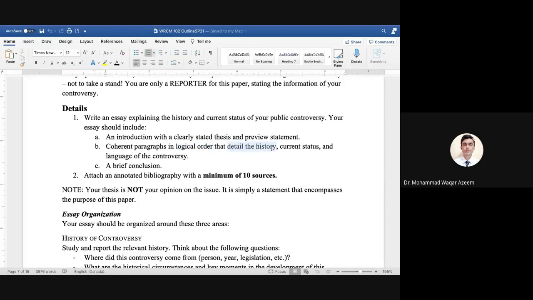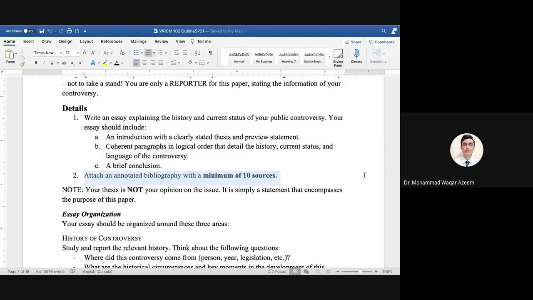Now, through coherent paragraphs arranged in a logical order, you are going to write the detail about the history, the current status, and the language of the controversy. There is more detail about these 3 points coming up, right? I'll discuss these 3 points in more detail later. And then the third part of your essay is a brief conclusion. In the brief conclusion, you sum up the whole discussion that you had earlier.